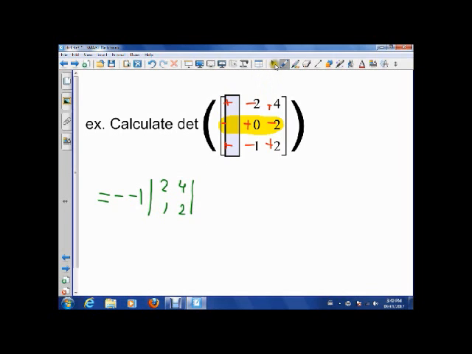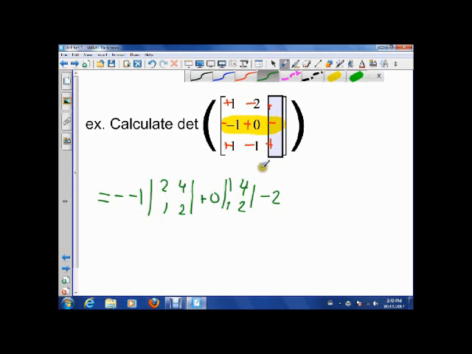Then we're going to say plus 0 times the matrix, oh, sorry, the matrix will be 1, 4, 1, 2, right? But the matrix 1, 4, 1, 2 is going to be multiplied by 0, so that's not going to make any difference, right? And then we're going to do minus 2 times what's left over, which is 1, 2, 1, 1. So 1, 2, 1, 1.